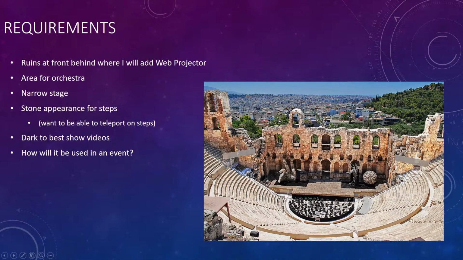So the basic requirements that I have from my stakeholder: definitely ruins at the front. They're going to put a web projector in the back. They're going to have a big screen up here, maybe mirrors all over the place. An area down here for an orchestra. I've seen pictures of the Acropolis where this is also incorporated into the stage. Probably a place we want to keep the audience out of, one way or the other. Definitely a narrow stage, stone steps, check. They want it at night, so it's got to look really cool. It looks good on videos, and the lighting will be really cool.